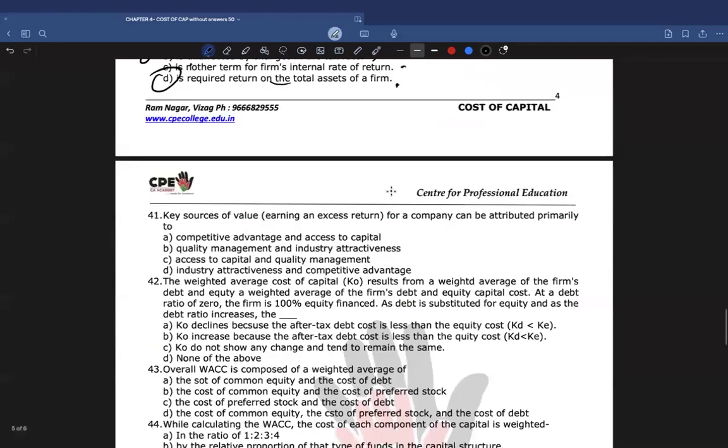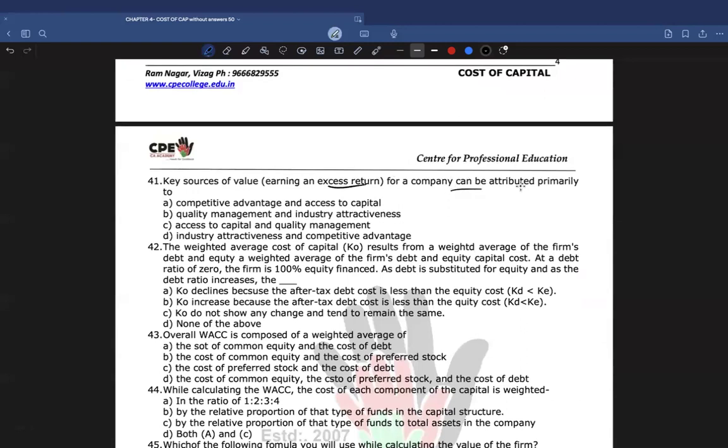Key source of value, earning an excess return for a company, can be attributed primarily to... This is mostly like strategic management, competitive advantage and access to capital. Okay, quality management and industry attractiveness. Access to capital, quality management, industry attractiveness, and competitive advantage. I doubt this will be part of the curriculum, but among the options, industry attractiveness is there, and you need to have an advantage in the competition. So maybe I will go with D.